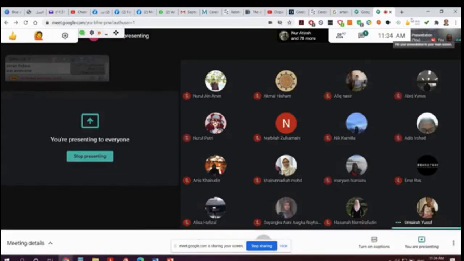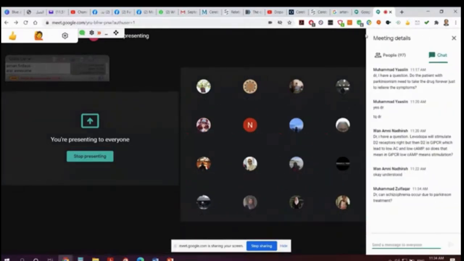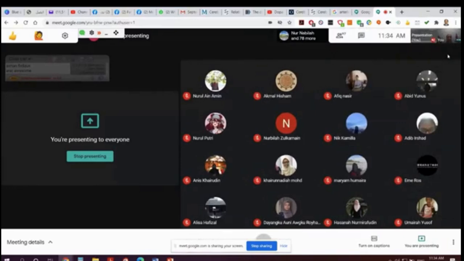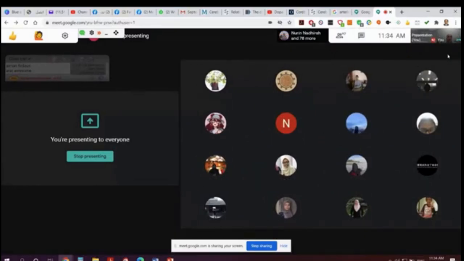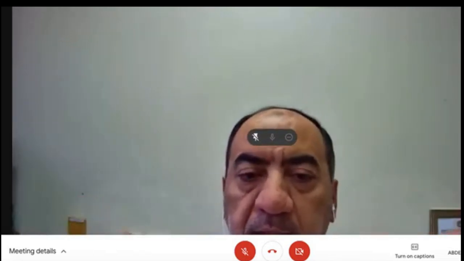There is a question that came in. Can schizophrenia occur due to Parkinson treatment? Yes. As I said, you are in the middle of these two roads. Increased dopamine can cause schizophrenia. Decreased dopamine can cause Parkinsonism. So you have to calibrate and monitor the dose you are giving. Otherwise, the patient may suffer from psychosis and schizophrenia.